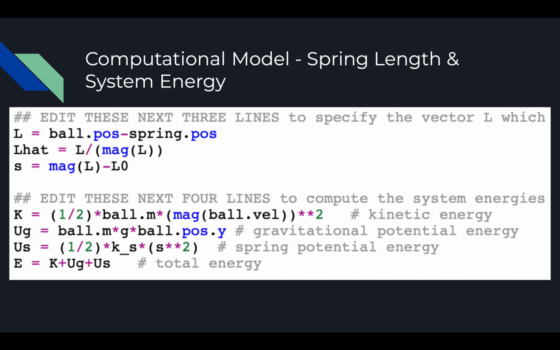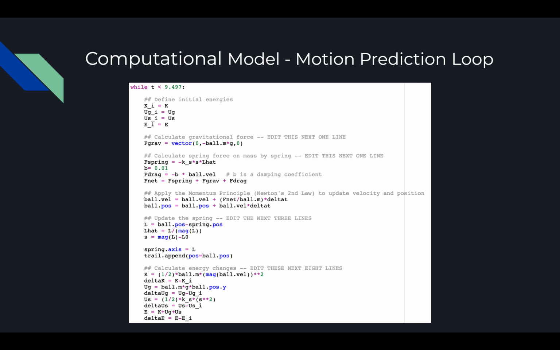Computational model, spring length, and system energy. For our first 3 lines, we want to get our change in spring length, so that is mag L minus L naught. L is the first one, and then L hat is the second one. Our next 4 lines are for the energy equations. All of these are just the regular energy equations for each variable, but in computational GlowScript form. We input these formulas so we can use them in our while loop later.